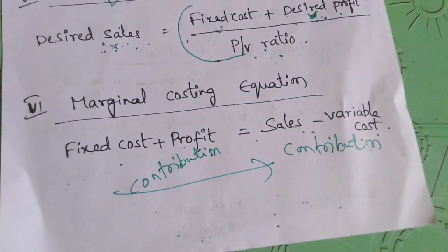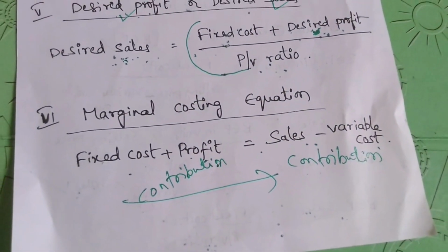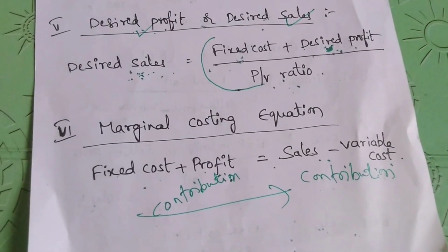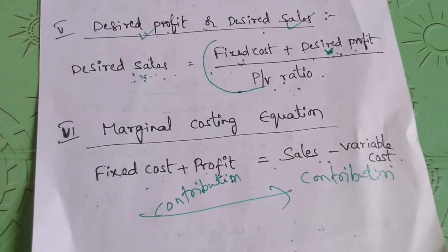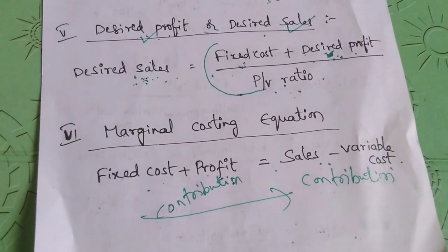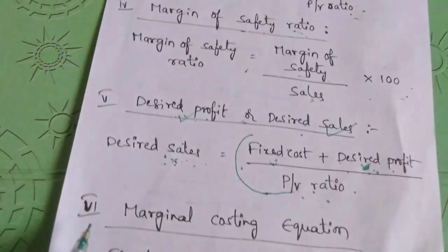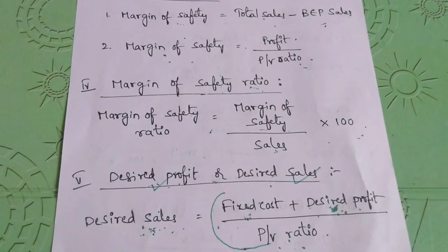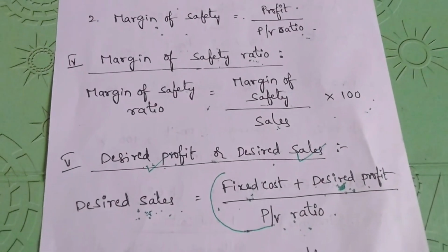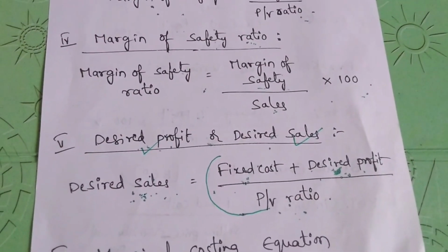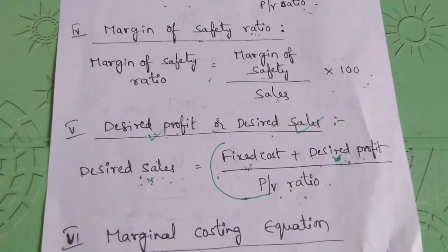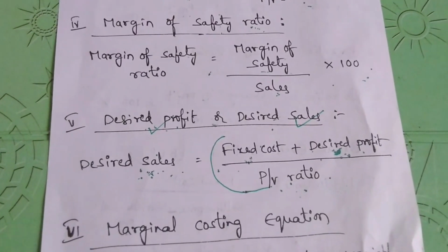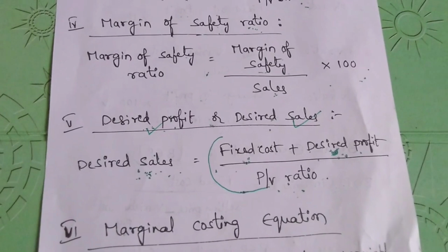I think everybody understood these formulas which are related and useful to the marginal costing chapter, and these are all the formulas which we have to apply for the marginal costing chapter, and they are very useful. We will discuss in the next class how to use and apply the formulas for questions. I will explain solutions for different problems in this chapter in the next class.